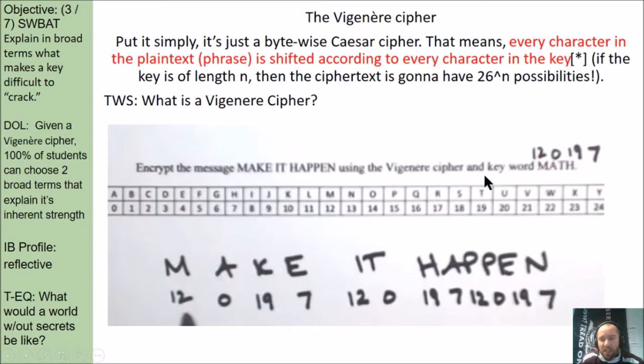So start with the key. The keyword math, M right here is 12, and then you see A is 0, T is 19, H is 7. So if I'm encrypting make it happen with the keyword math, this first M is going to be moved over by 12 spaces. So M will go down to Y, and then A will go down to nothing. It would be A. K would move over 19 spaces, which is pretty far down the line, so you see the pattern I'm going with here, right?